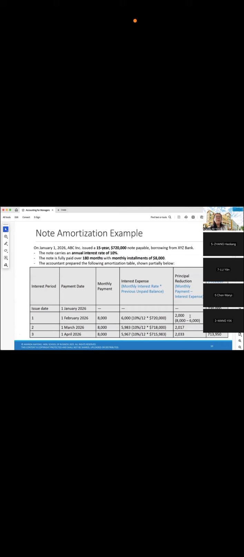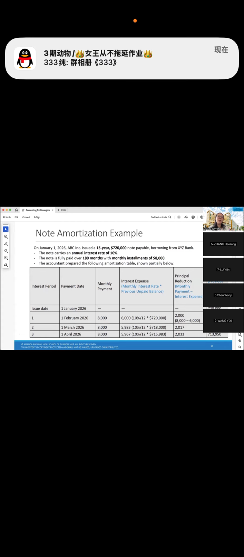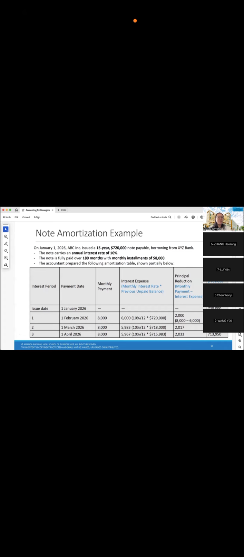Next up would be the principal reduction, and we can simply follow the formula in blue over here, where it is the monthly payment of 8K minus the interest expense of 6K, which means that we reduced our principal by $2,000. How do we think about principal reduction? It simply means that out of the $8,000 that we paid, $6,000 goes towards interest expense and $2,000 reduces the value of the loan that we took out. So for the unpaid balance, we take $720,000 minus the principal reduction of $2,000, which equals $718,000 of unpaid balance.